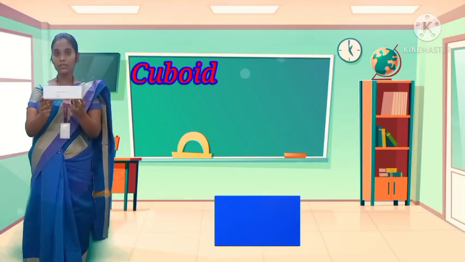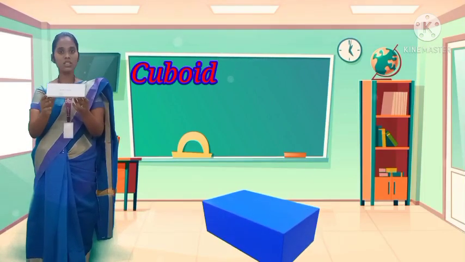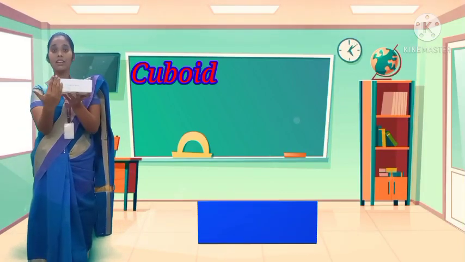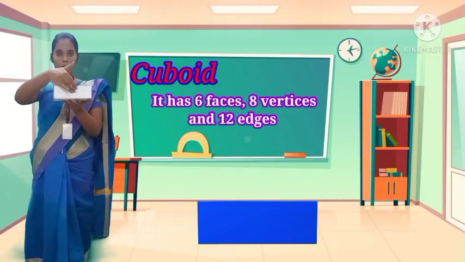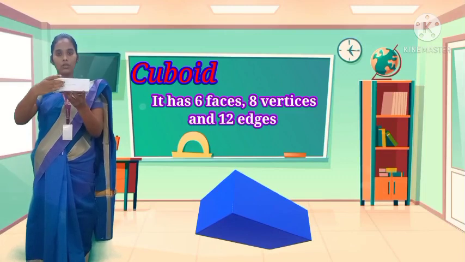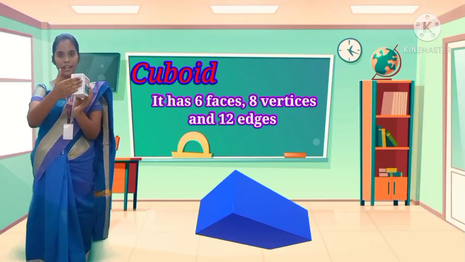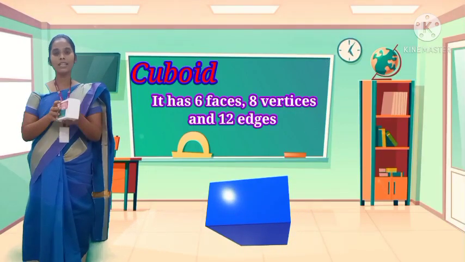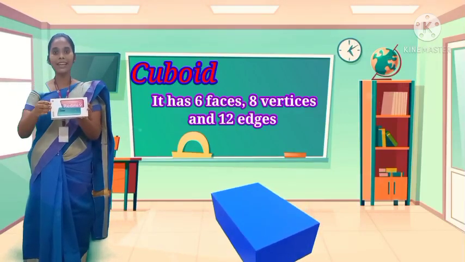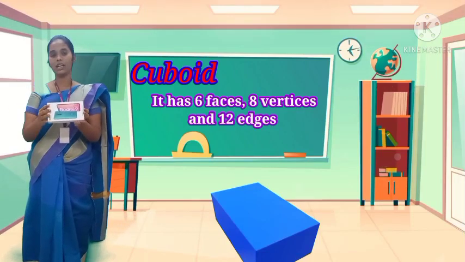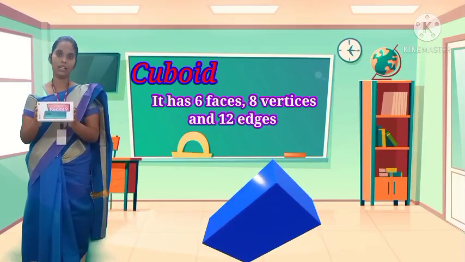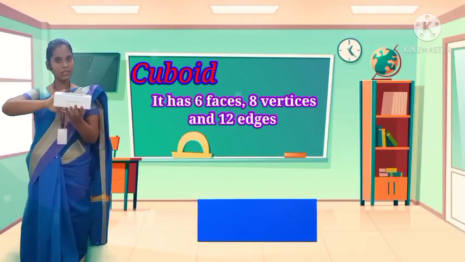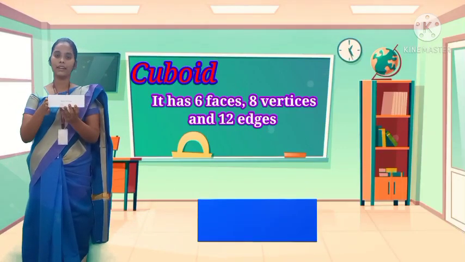Listen children. Cuboid is a 3-dimensional shape. This is called a face. Now count the number of faces. 1, 2, 3, 4, 5, 6. So cuboid has 6 faces. Now see, each face looks like a rectangle. Cuboid has 6 faces and each face looks like a rectangle.